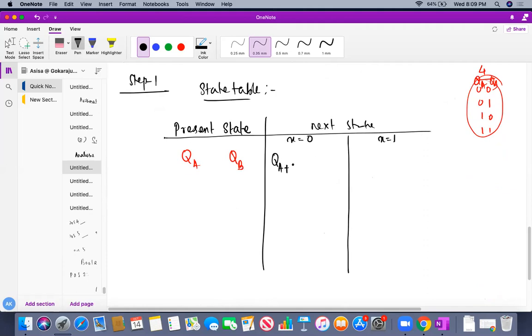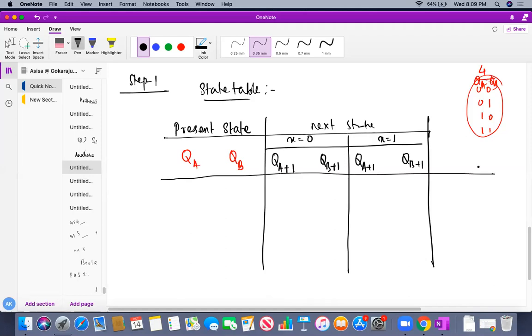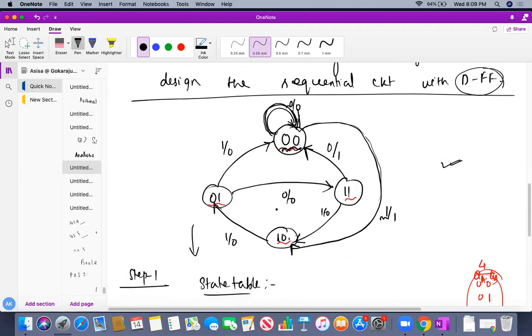So what is the next state? The next state is QA plus 1 and QB plus 1 for x equal to 0, and for x equal to 1 also it has QA plus 1 and QB plus 1. Understand, or any doubt on this? Do all of you understand? It has only QA QB as the present state, but in the next state it may go to 1 0 or it may go to itself, 0 0.